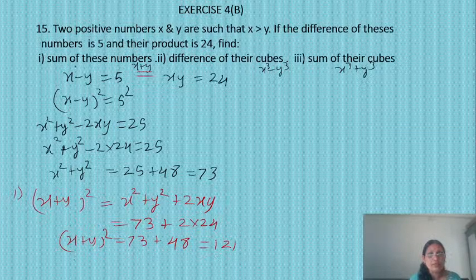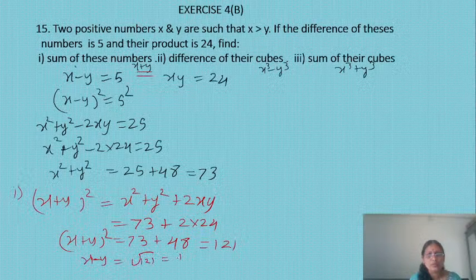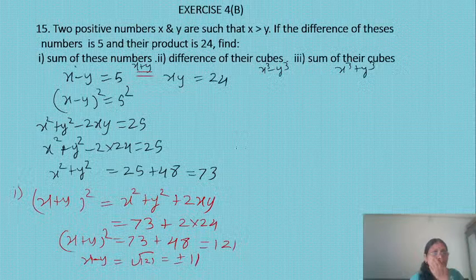Okay. So take the square root. So x plus y is equal to root 121, which is equal to plus or minus 11. Okay, so we did the first part. Now we are asked to find the difference of their cubes.